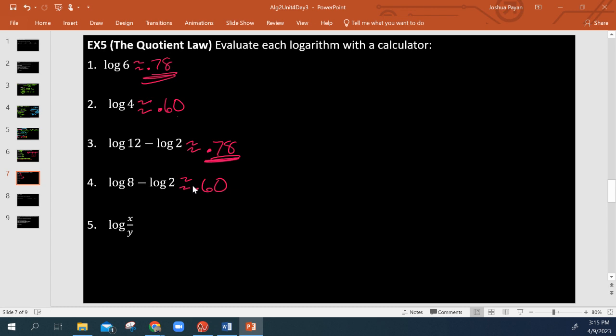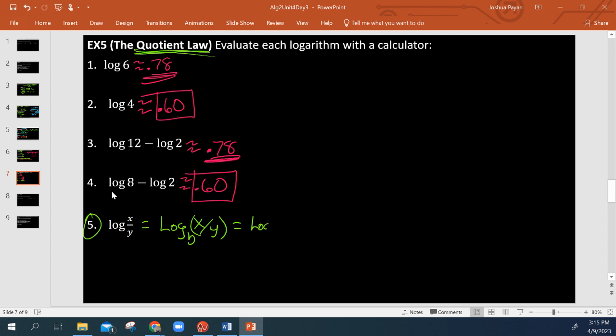Okay, what's happening here? Well, we got the same thing here as we got here. And we see that 12 divided by 2 is 6. We see that 8 divided by 2 is 4. So that gives us the pattern that we call the quotient law of logarithms. The quotient law of logarithms being if I have log base b of x divided by y, this is precisely the same thing as log of that same base of x minus log of that same base b of y.